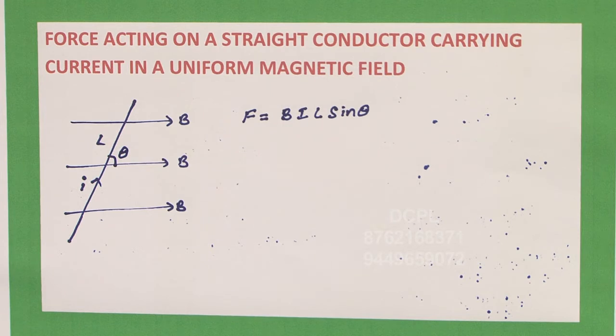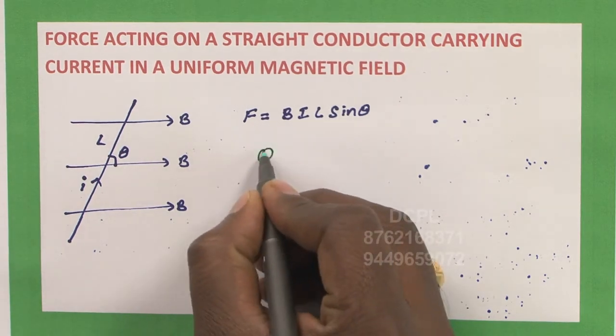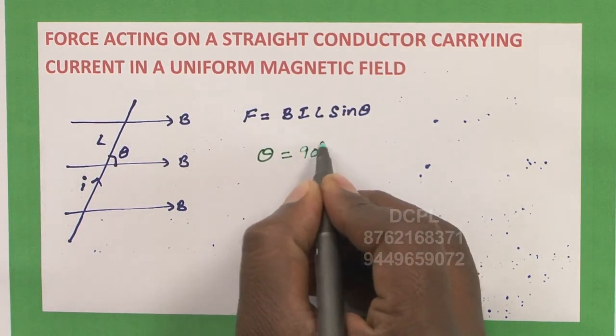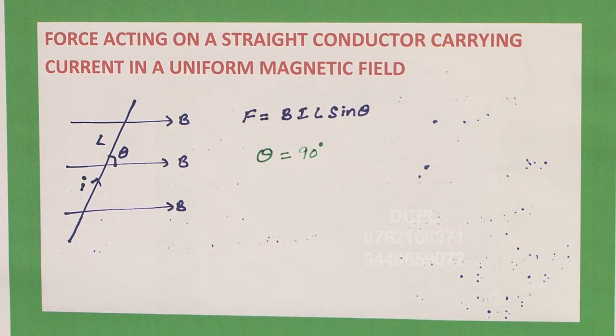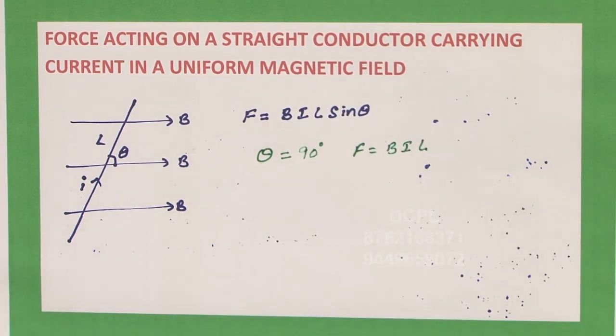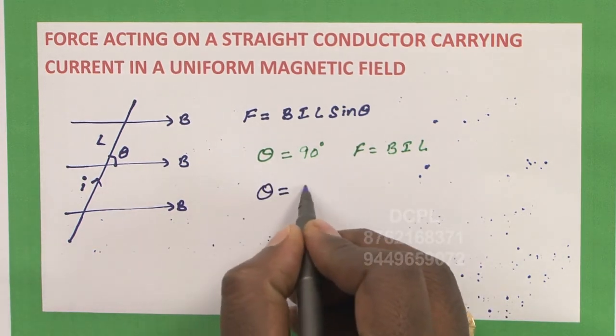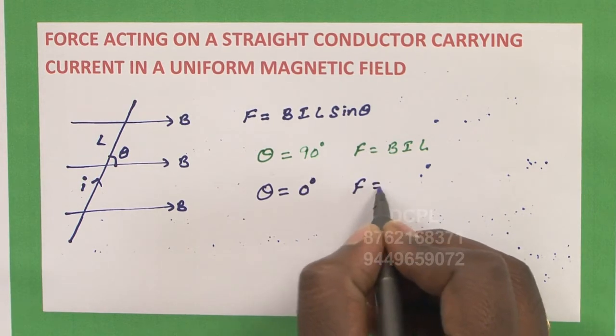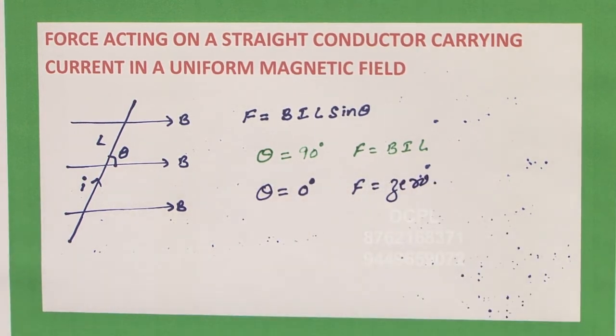Then here also you can find when the force is going to be maximum and minimum. The force is going to be maximum when theta is 90 degrees, that is, if the conductor is placed perpendicular to the magnetic field, the force is maximum, equal to BIL. If the conductor is placed parallel to the magnetic field, that is theta equals 0 degrees, then the force experienced will be 0.